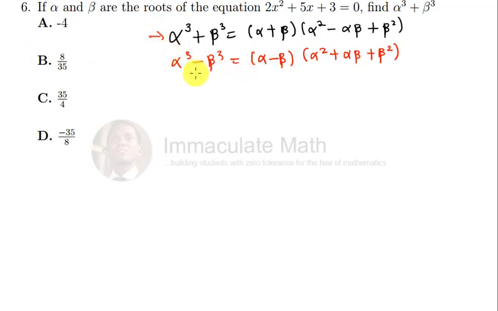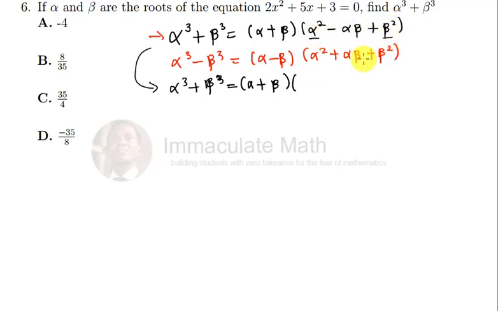So let me try to write the first one outside. We want to use alpha cube plus beta cube. This is going to give me alpha plus beta, I can easily determine that, right? Then multiply by alpha square plus beta square.